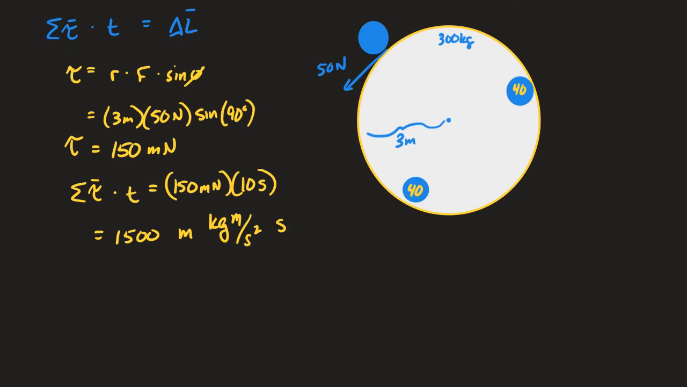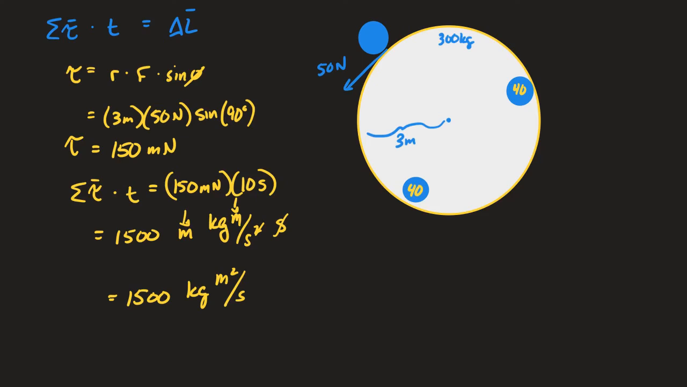Just taking a look at the units, because units are one of those things that we tend to forget about till the end. But I hope you notice that one of the seconds cancels out here, leaving me with seconds in the denominator, and I have meters times meters. So that's going to give me 1,500 kilograms meters squared per second. And that's the unit for angular momentum. It's kind of what we expect.